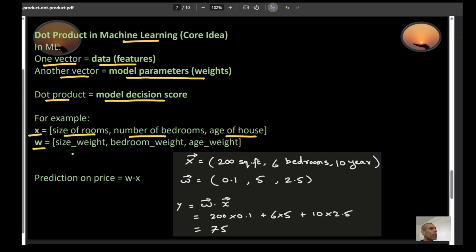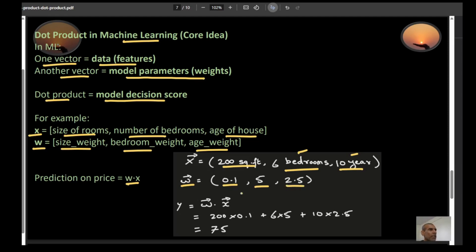And W, that's the weight, will represent, let's say, the size weight, the bedroom weight, the age weight, like how much weight to give to these numbers, to these features. So when you do the dot product of X and W, that's going to give you a prediction on price. For example, let's say you have a house that is 200 square feet. It has 6 bedrooms and the age of the house is, let's say, 10 years. And let's say the weight given to size is 0.1, the weight given to bedrooms is 5, and the weight given to age is 2.5.